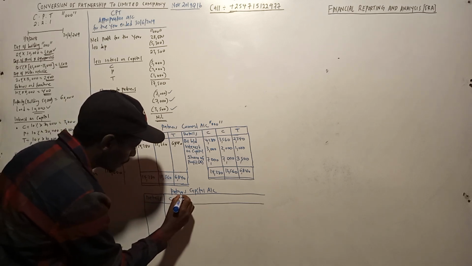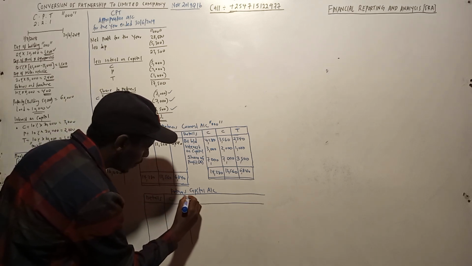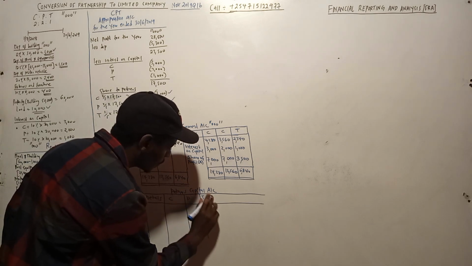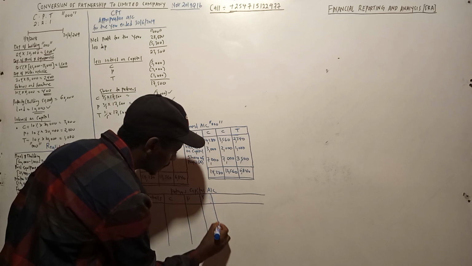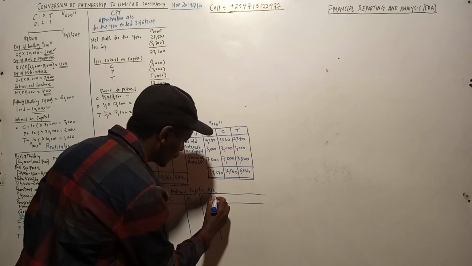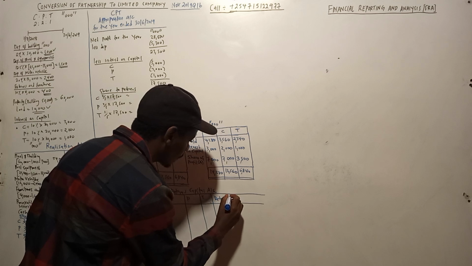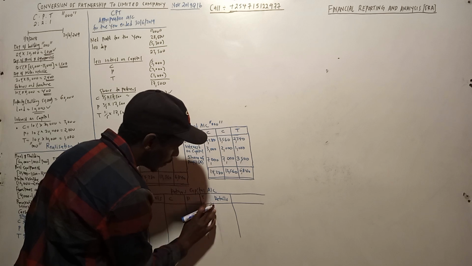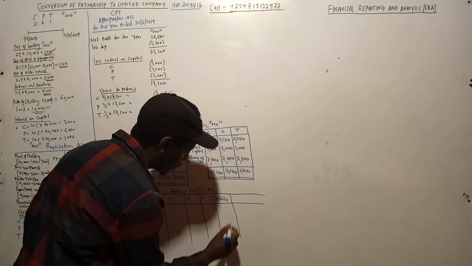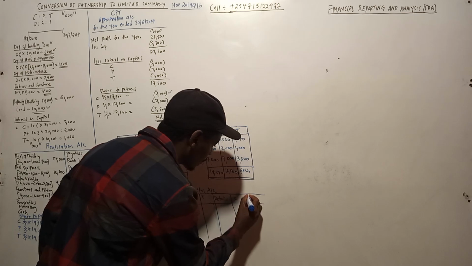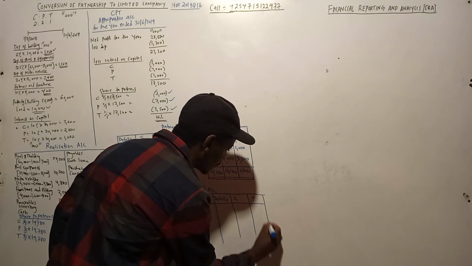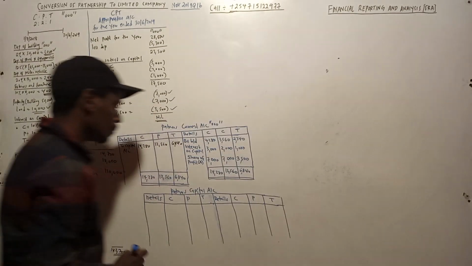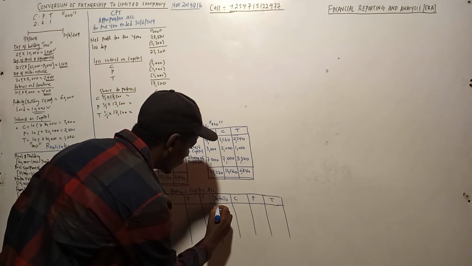So we have C, P, and T. CPT, then details. So C, P, and T. So we start with the balance brought down.